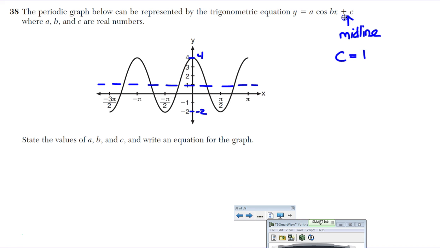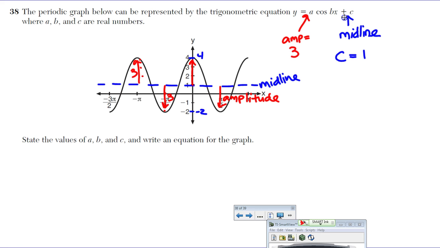So that is actually the C value. Now, if you pick the correct C value, the distance up and down in the humps here should be the same, and that's actually the amplitude. The amplitude is the distance up and down from that middle line. This is 1, 2, 3 up, and this is 1, 2, 3 down. So they are the same, so I did pick the correct midline. So A is the amplitude, and it equals 3.